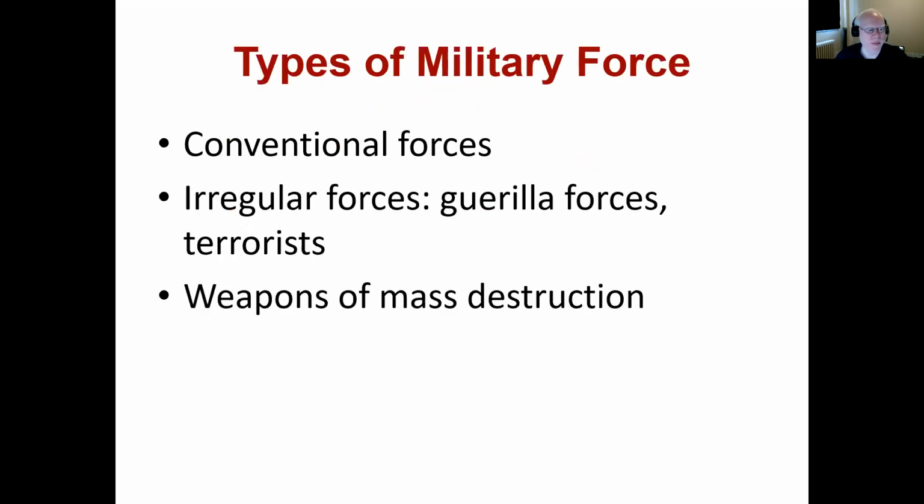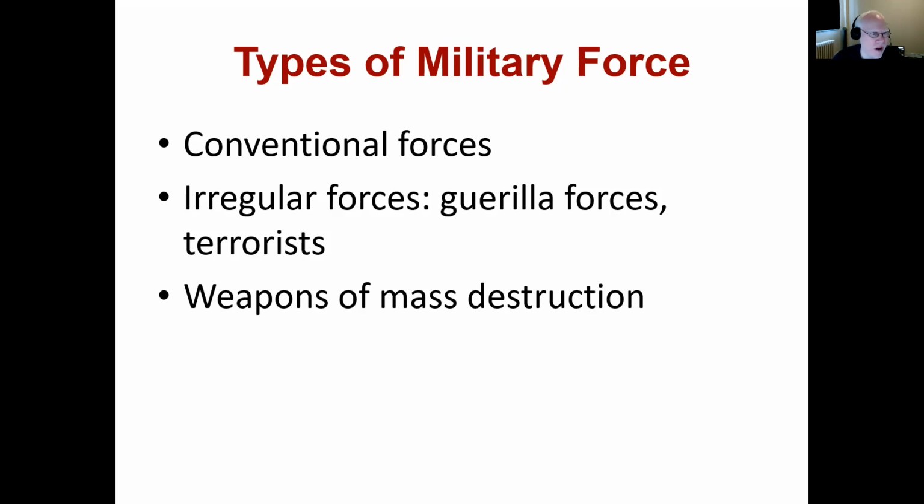All right, so what are the types of military force? We can broadly separate it into three: conventional forces, irregular forces, which would be guerrilla forces or terrorists, or weapons of mass destruction. So conventional forces, think of as standard military operations. If the military uses Army, Navy, Air Force, something like that, to conduct any form of military conflict or any military purpose, that's usually conventional forces.